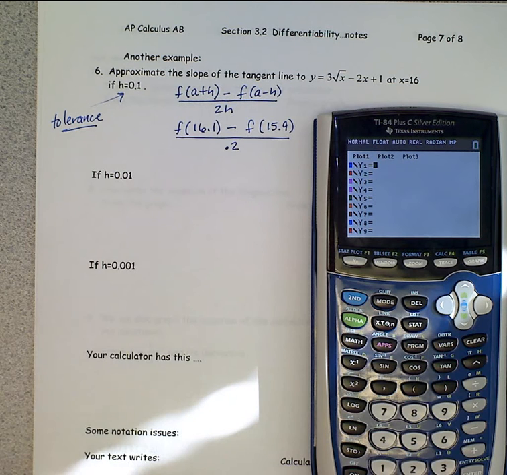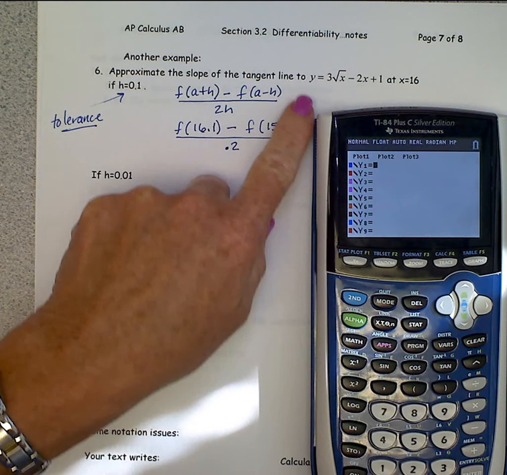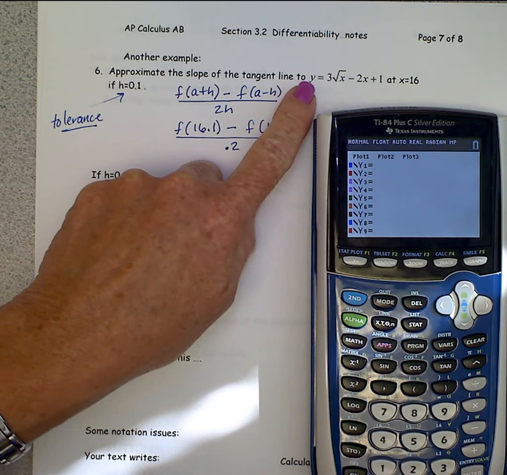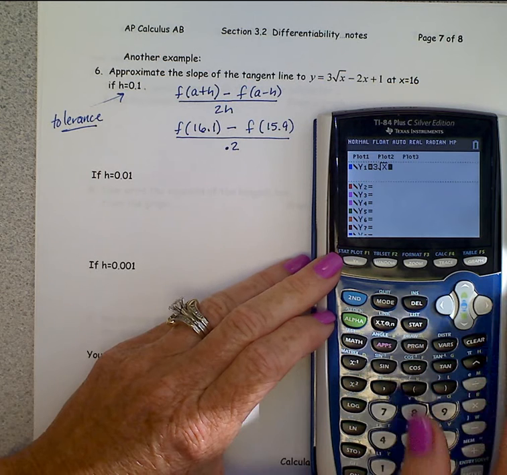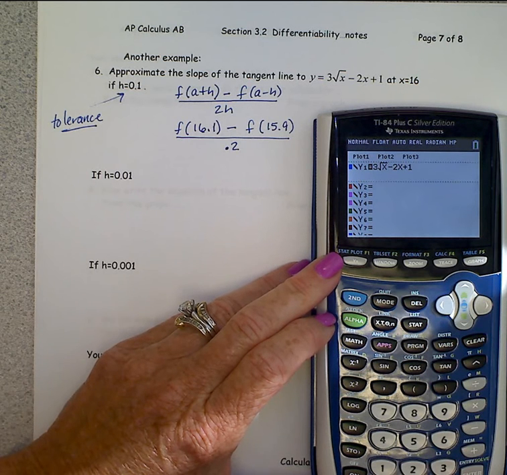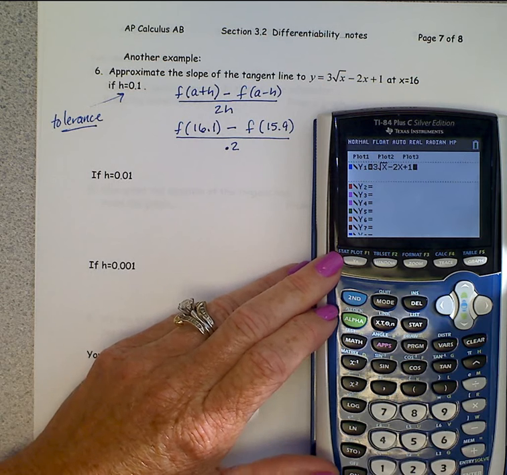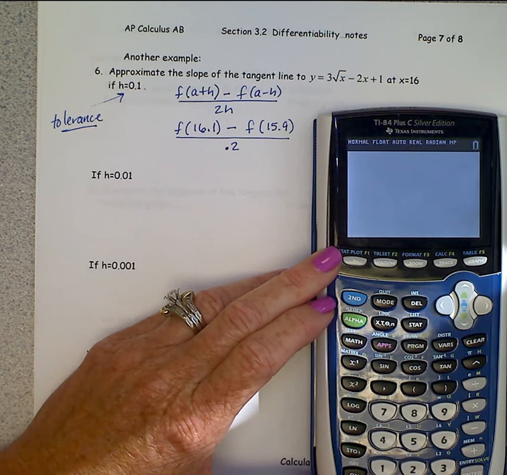All right, so here we go. I want you to put this original function into y1. So 3 square root x minus 2x plus 1. Okay, go back to a home screen. Let me clear that out so you don't see that from yesterday.